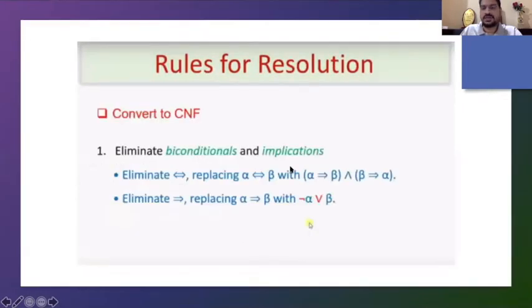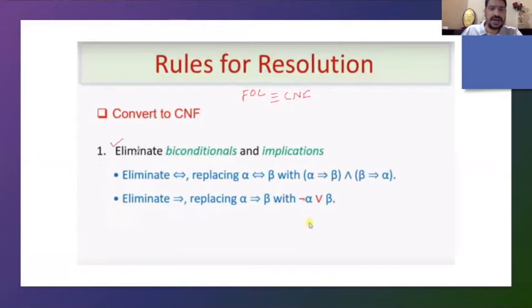Now we'll see some rules of converting into conjunctive normal form. So these are some rules. We'll see one by one all the rules related to converting the first order logic. We are just going to convert into conjunctive normal form. So we are going to see different rules by which we can do that.